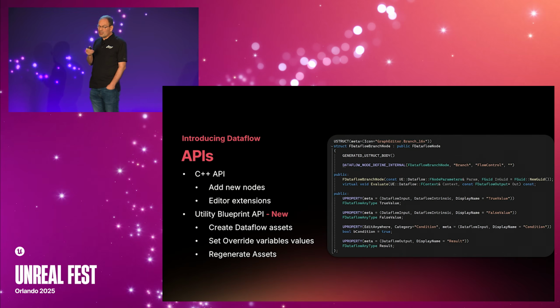We also have editor extensions, so you can add menus based on your asset, or the kind of node that you select. And then we have a utility Blueprint API that we've added, so you can create Dataflow assets and add nodes to Dataflow assets. So you could procedurally generate Dataflow, which is a procedural workflow, so it's quite meta in some ways. Then you can set your override variables. You could take an asset, like a geometry collection asset, and say, I want to override those parameters, and then regenerate the asset. It's useful in pipelines where you want to do, in one click, some variation of an asset or something like that. I'll go into detail in the pipeline integration, actually.